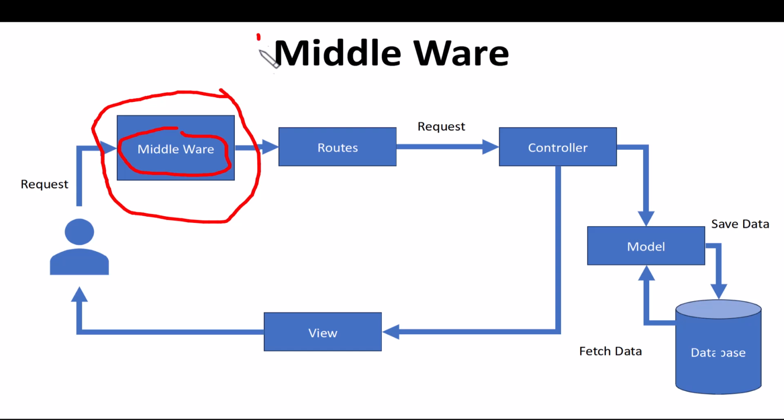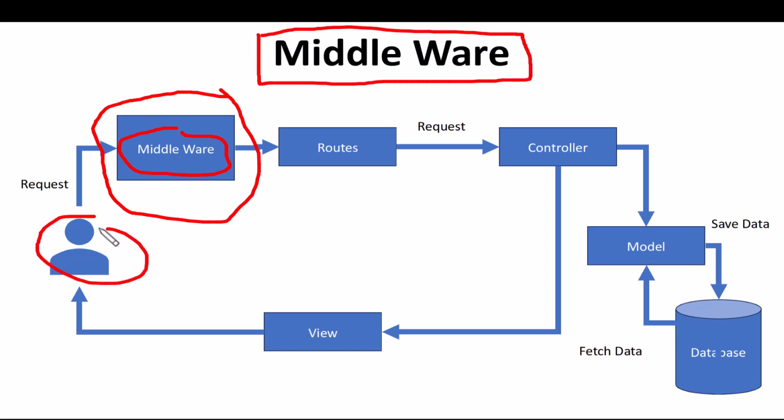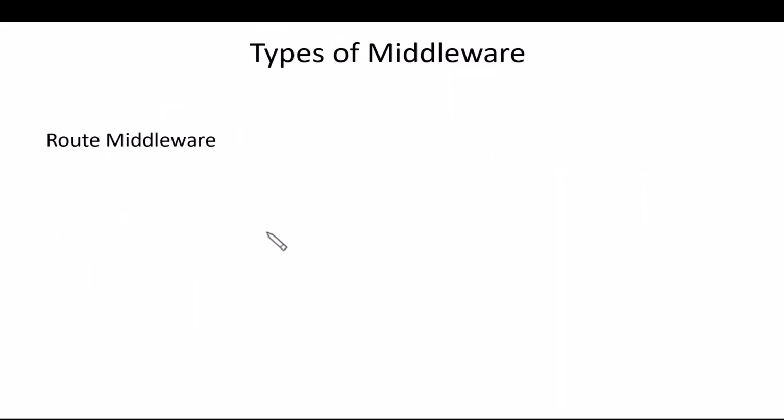Basically, the middleware will work like a gate. If the request is authorized, then it will continue. Otherwise, it will return back to the user, or it will block the user from accessing that route, controller, or that action. Basically, there are three types of middleware: route middleware, global middleware, and terminable middleware.